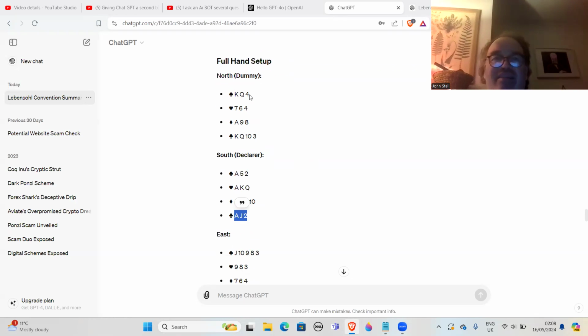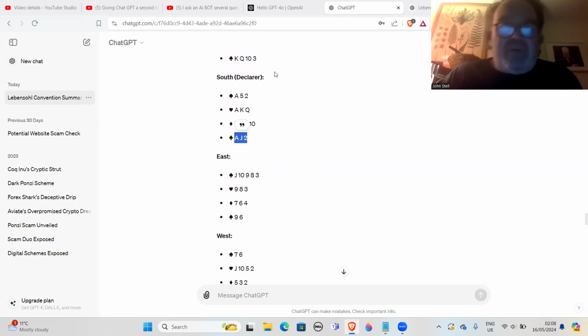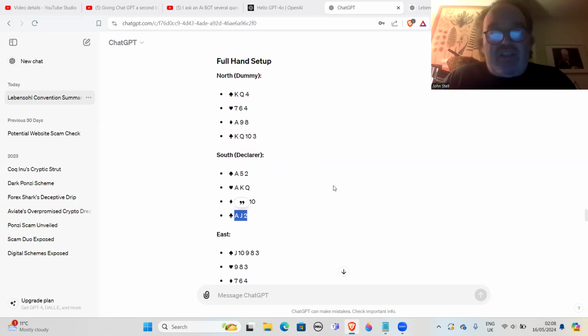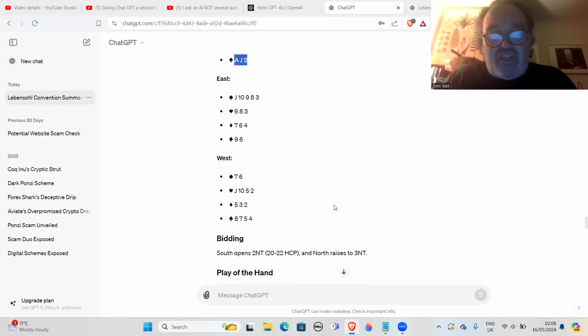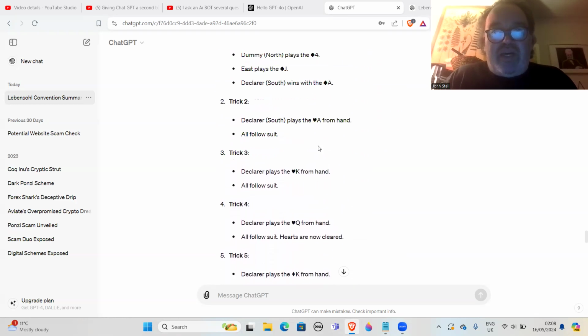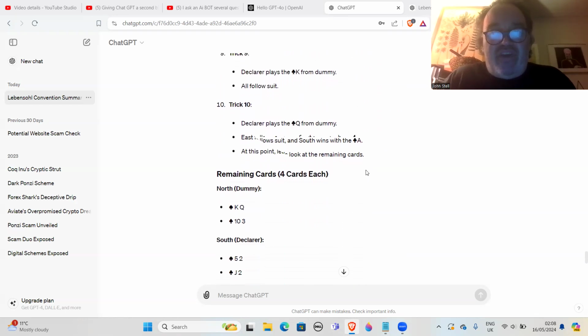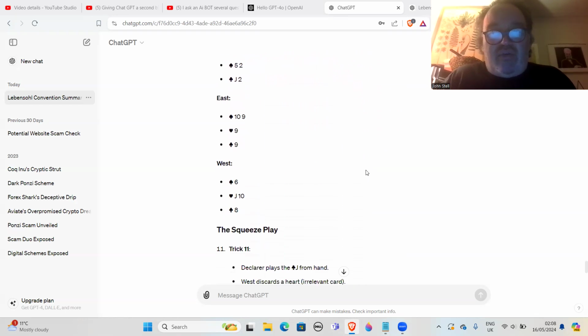There is no squeeze. So I figured it would struggle with this. So there's not a lot of point in going through the rest because you've got 13 top tricks and there is no squeeze. All right, because you just claim your tricks. All right. So that is a load of nonsense, but it does look better, but it can't do it. Okay. It can't create a hand. I figured it would struggle with that one.